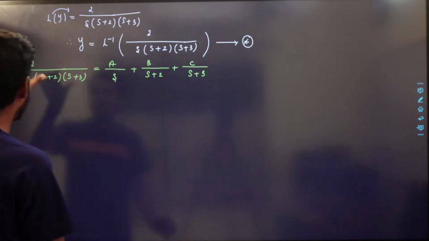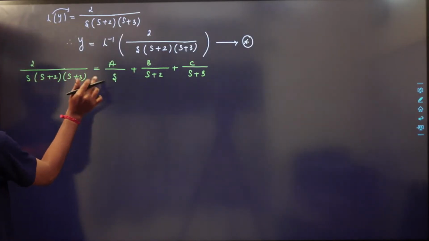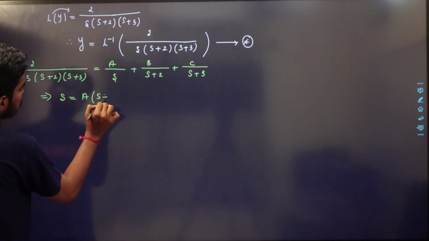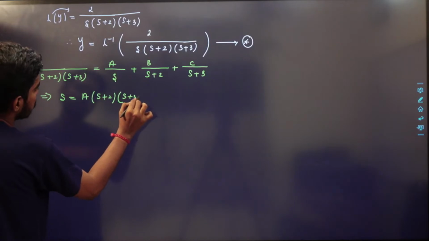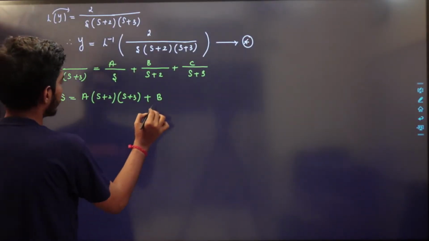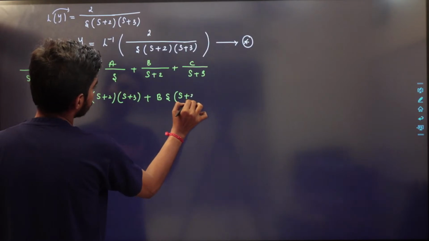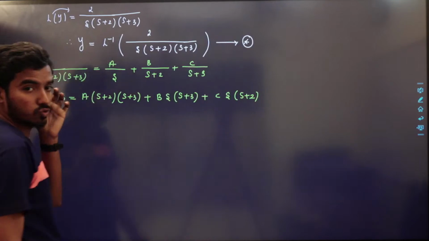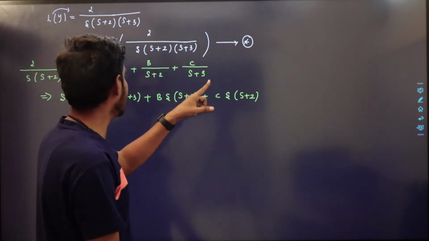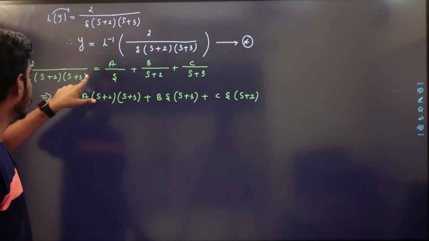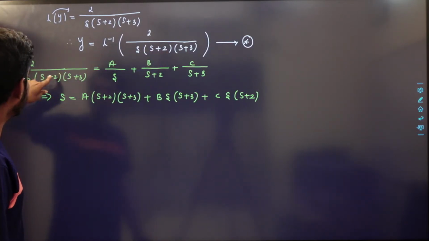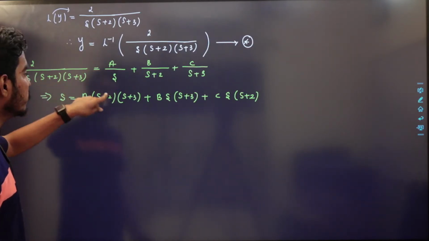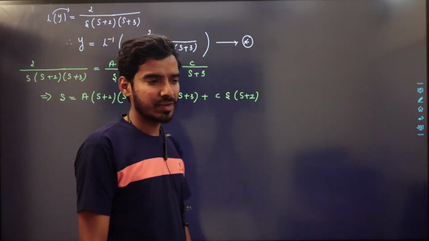These are very simple. You just multiply throughout by s into s plus 2, s plus 3. So we have 2 is equal to a into s plus 2, s plus 3 plus b into s into s plus 3 plus c s into s plus 2. I'm just applying partial fractions, multiplying throughout by s into s plus 2, s plus 3, so the common factors get cancelled. These are very, very elementary.